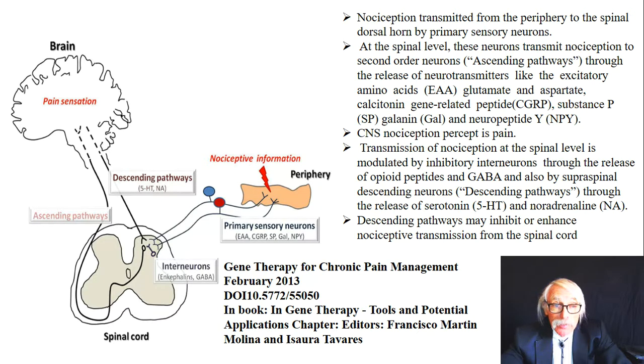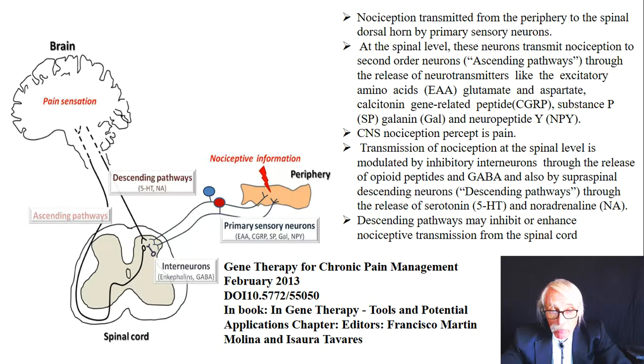Remember, that's going to diminish that whole response, because of the effect of the polarization of the membrane. It's going to be inhibitory neurotransmission, GABA, that's what it does. And also by the supraspinal descending neurons themselves. These are all called the descending pathway, which we went over. And that's through the release of serotonin and noradrenaline, as you see in the diagram there.